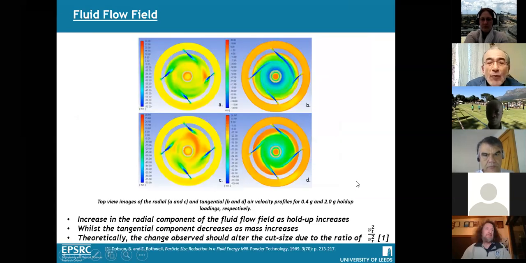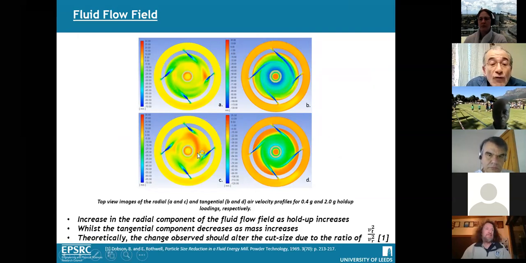So here we have decoupled the tangential and radial components of the fluid velocity. So we have, for the cases of 0.4 gram holdup and 2 gram holdup, and these two are radial, and these two are tangential velocity components. And interestingly, you see that the radial velocity component increases as the holdup increases. So that's 0.4 gram, 2 gram, and you see here the red region.